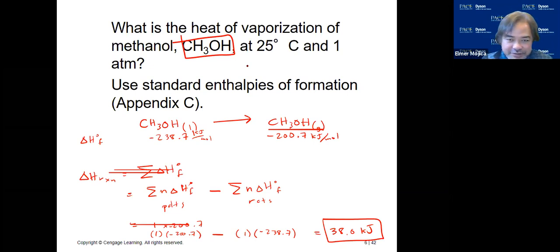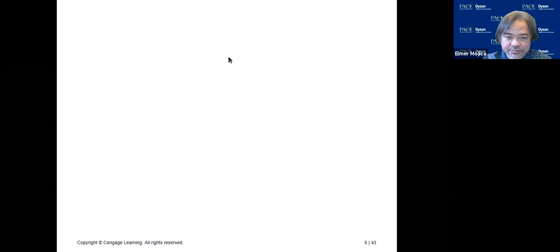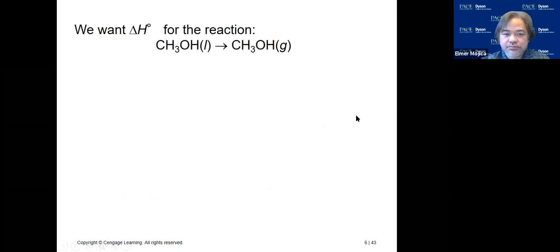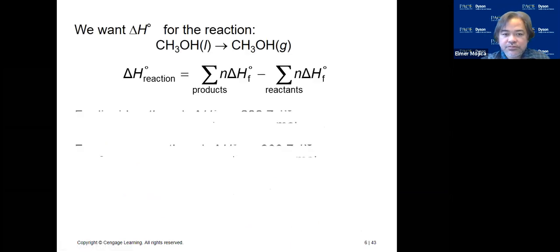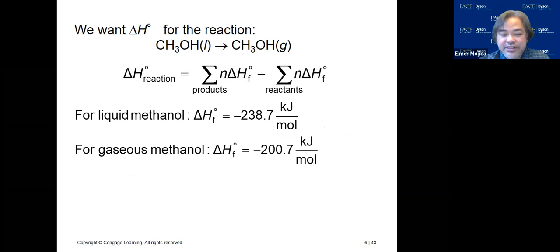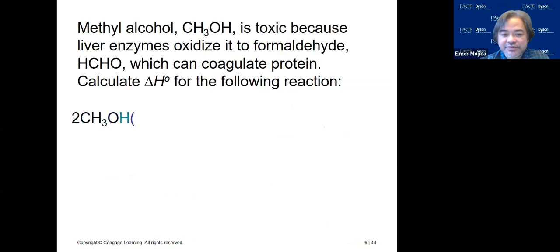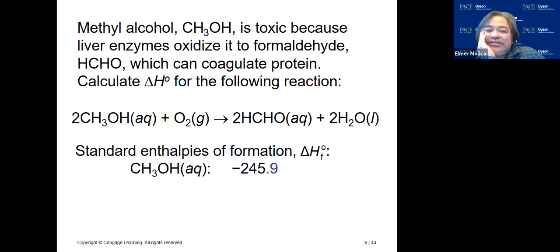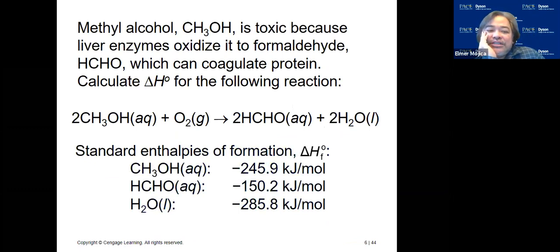And then I have another one here. Okay, so this is the explanation that's given to you there. Methyl alcohol is toxic because liver enzymes oxidize it to formaldehyde, which can coagulate protein. So calculate the delta H for the following reaction.